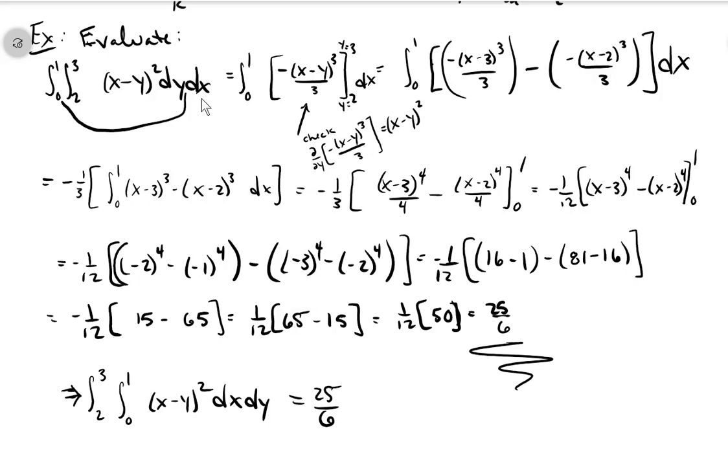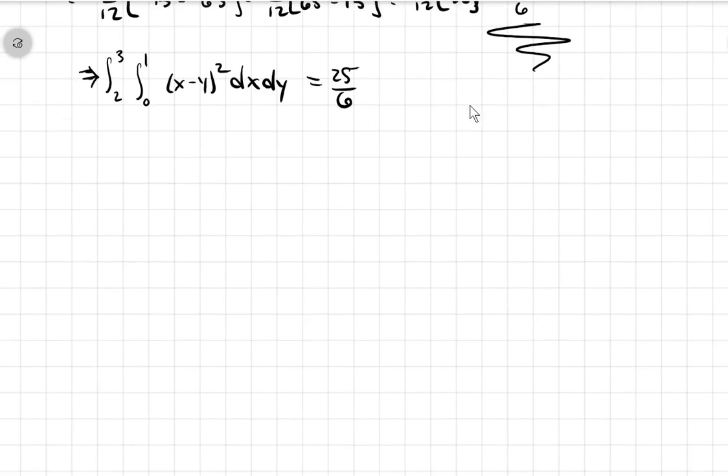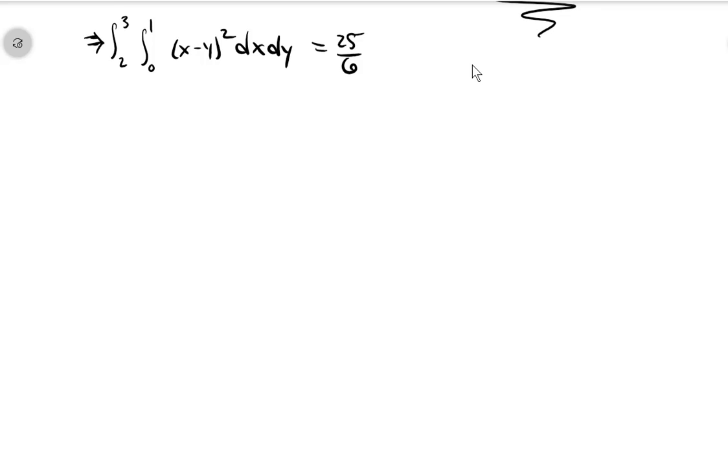Okay. So let's see another couple examples, and we'll end the video after that. Let's see this one. Let's say we've got the integral, again, maybe 0 to 1 and 2 to 3. But this time let's do xy quantity squared. Let's say this is dx dy.